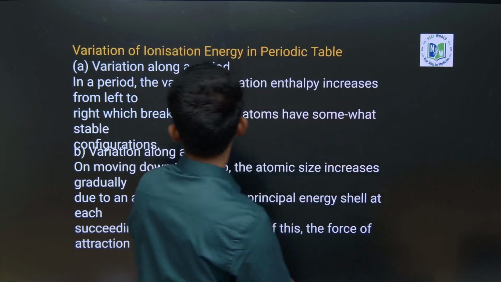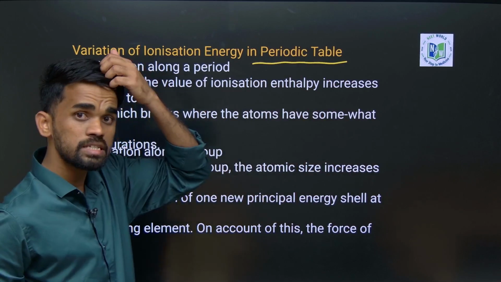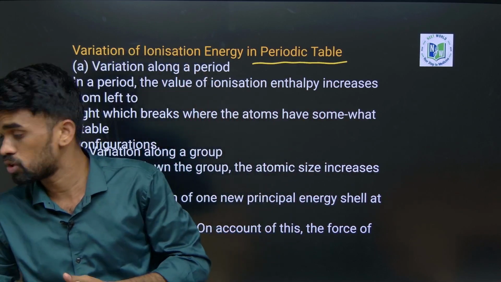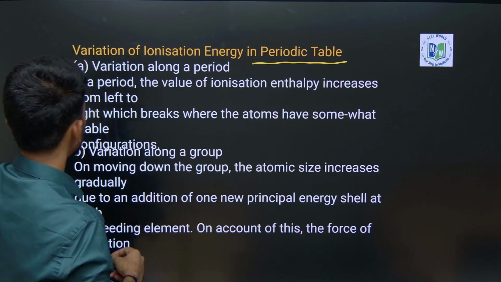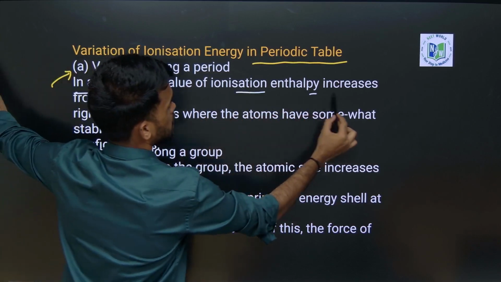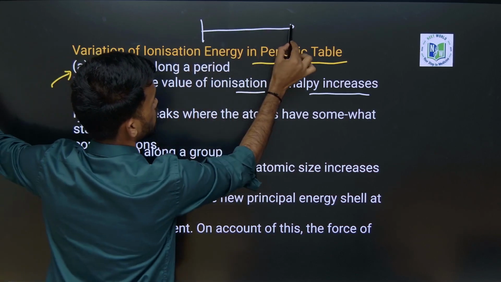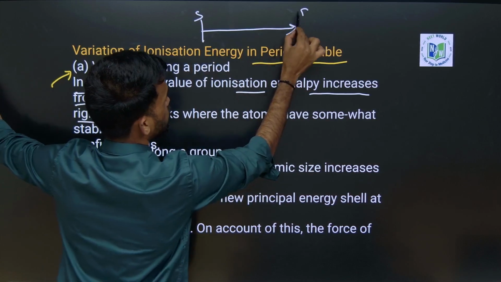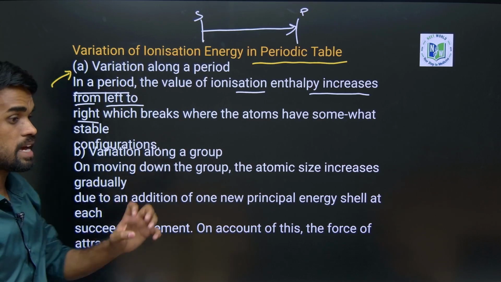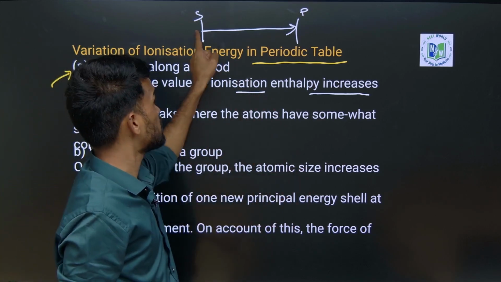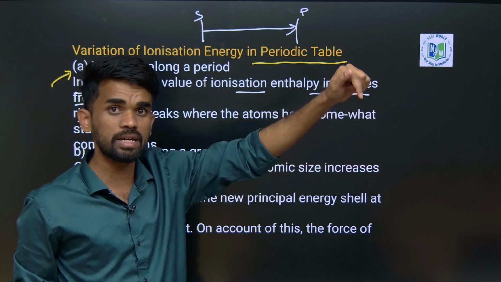The next thing is the variation of ionization energies in the periodic table. How does ionization energy vary in the periodic table? We have to check. In a period, the value of ionization energy increases from left to right. So we are moving from S block to P block. Ionization energy is increasing. Why is it increasing? Because size decreases from left to right. From S block to P block, what happens to the atomic radius? Size decreases, atomic radius decreases.